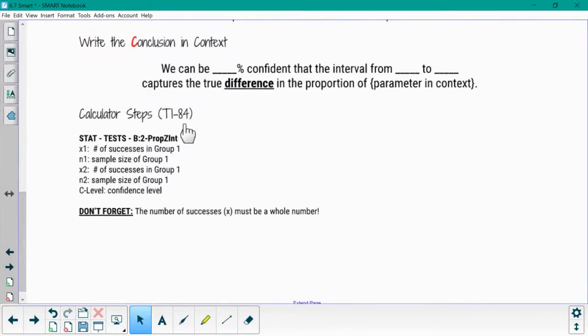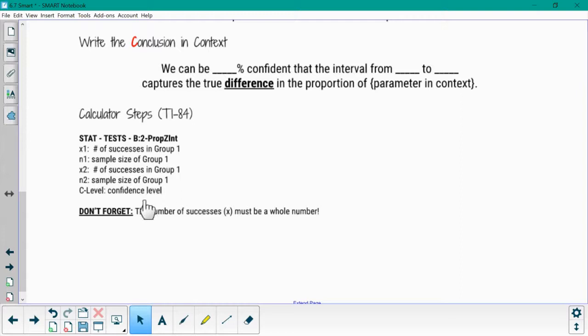Calculator steps for the TI-84. You're going to go to Stat, Tests, 2-PropZInt, which is B. This is going to be right underneath the calculator function we use for a 1-PropZInt, which is A. It's going to ask you for x1, n1, x2, n2, where x is the number of successes, n is the sample size, and it will ask what confidence level you want.